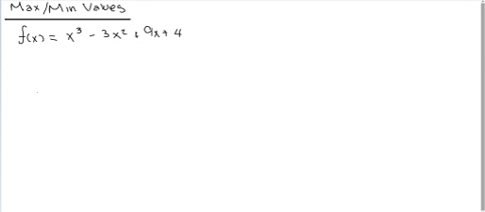So let's say we had the function f(x) = x^3 - 3x^2 + 9x + 4. Now, if we were to take the derivative of this function, we would get 3x^2 - 6x + 9 + 0, because this is a constant. Now, this is the derivative of the function.